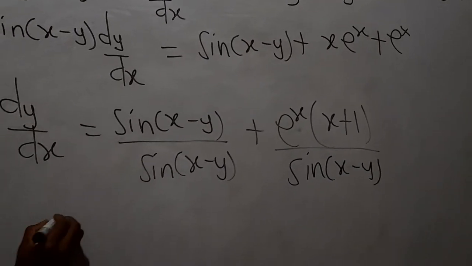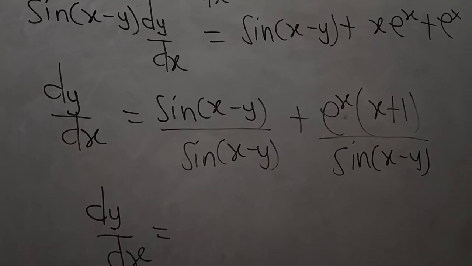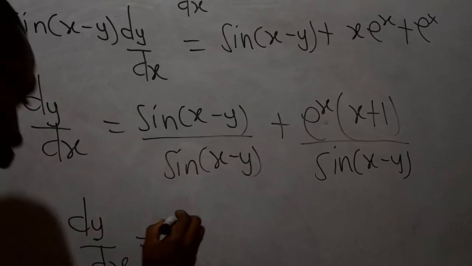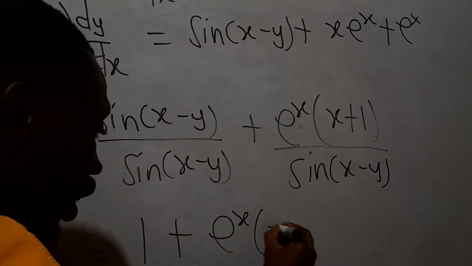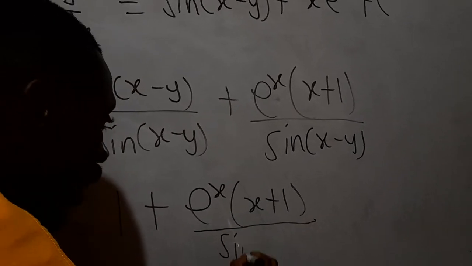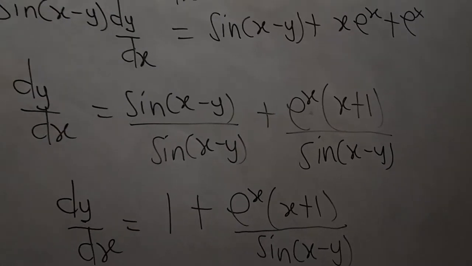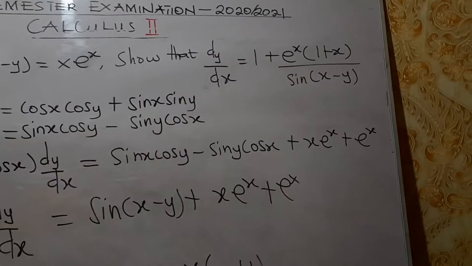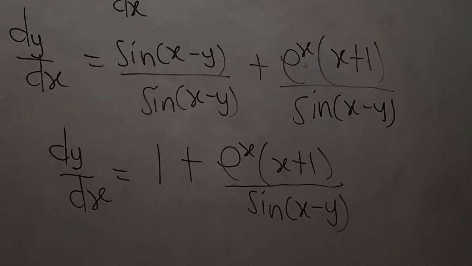So dy over dx will be equal to, when this is divided, it will be 1. So 1, then plus e^x (x plus 1) all over sin(x minus y), as required, what they ask us to show. So we have shown that. I hope you get the concept.